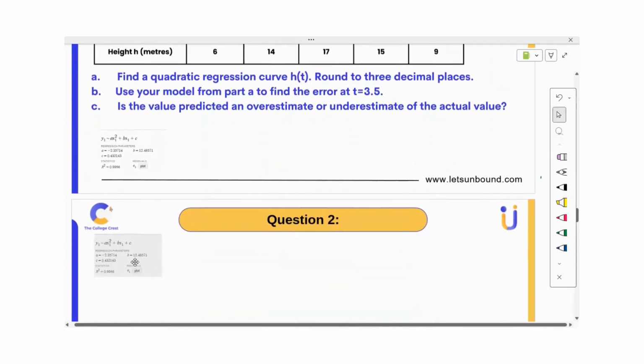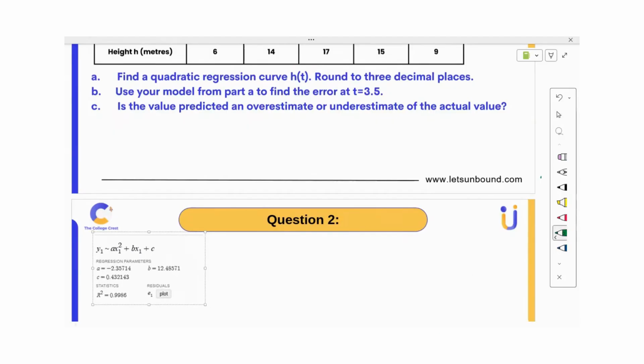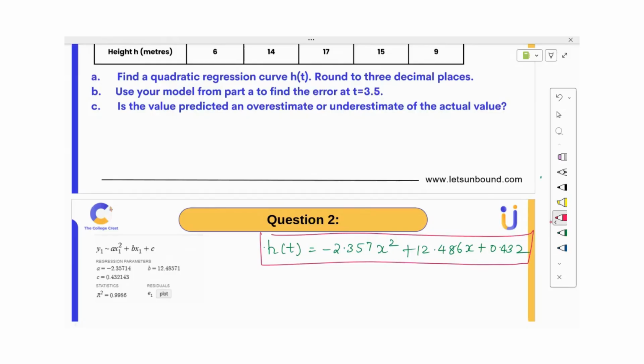Okay, so that's it. First part is the regression model. H of t, with the context, is negative 2.357 x square plus 12.486x plus 0.432. This is our quadratic regression.